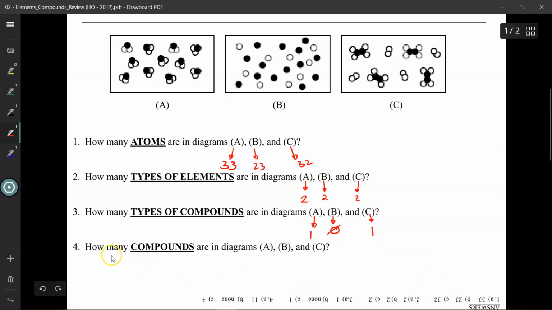Question number 4 then says, how many compounds are in A, B, and C? Well, over here there are 11 compounds. While down here there are no compounds. And up here there are 4 compounds.